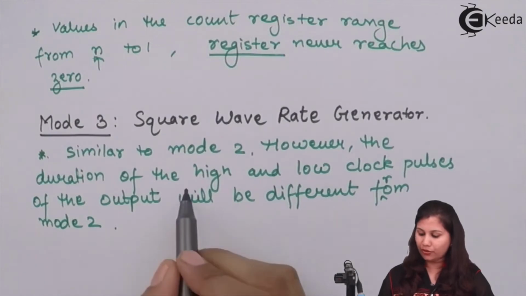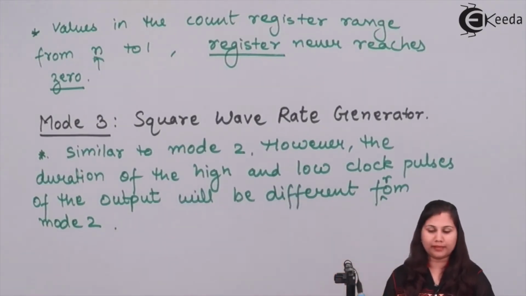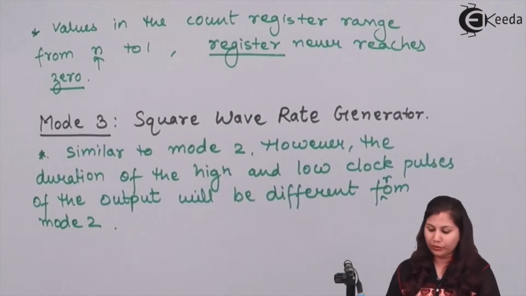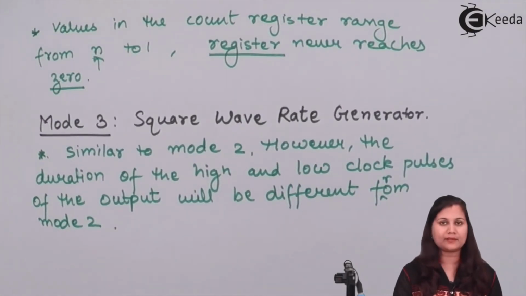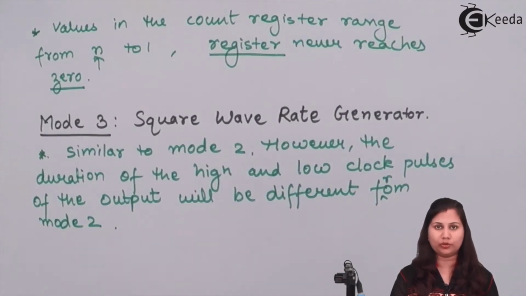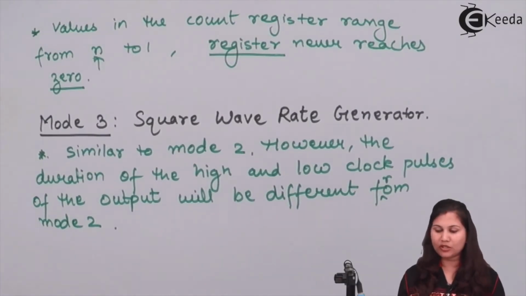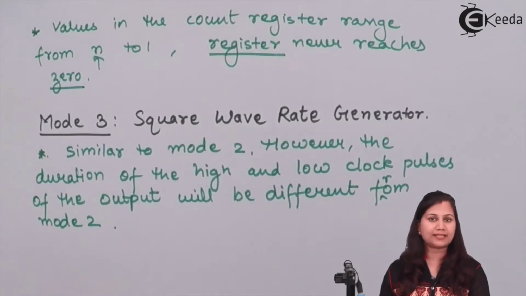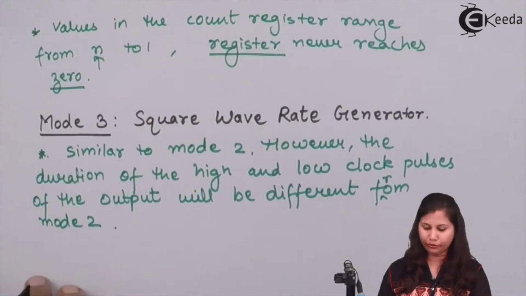However, the duration of the high and the low clock pulses of the output will be different from mode 2. In mode 2, the output will be high for the number of times the count is loaded, and it was low for one clock pulse. But in the square wave generator, the duration of the high and the low clock pulses is different. Otherwise, it is similar to mode 2.